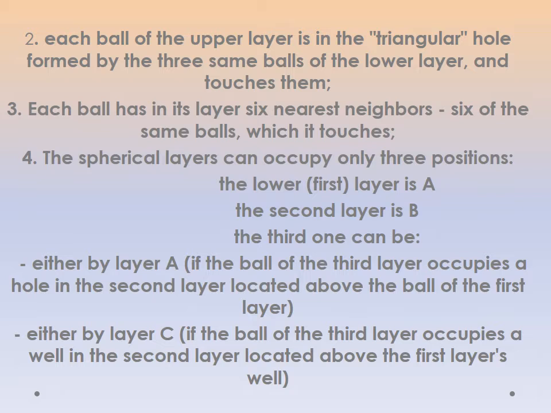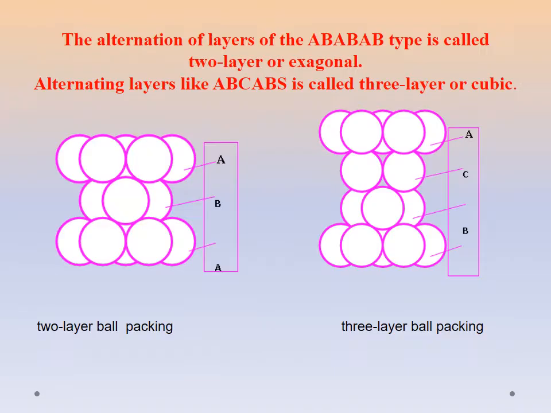Alternating layers of type AB, as here, are called two-layer or hexagonal, and alternating layers of type ABC are called three-layer or cubic. You can see here. The gaps enclosed between equal-sized balls of two adjacent layers are called voids.